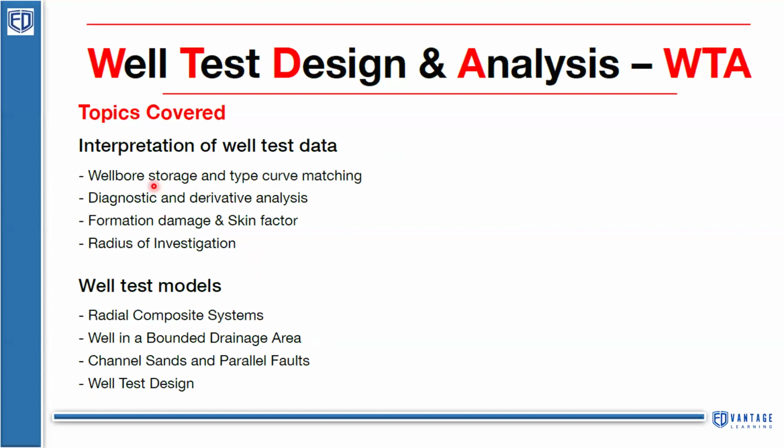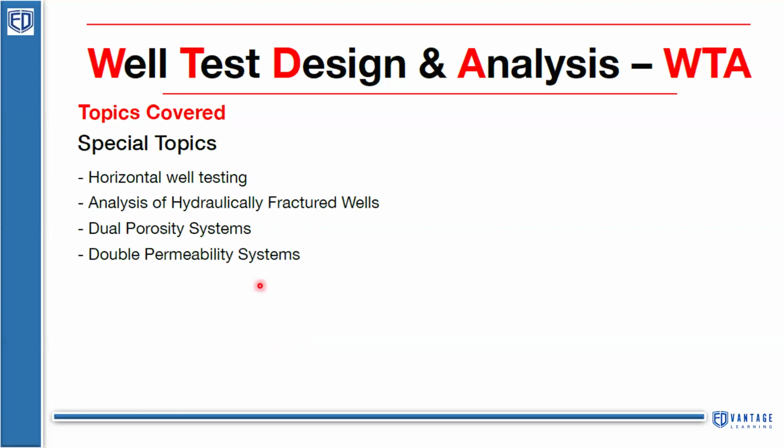In week 3, we continue the interpretation by modeling wellbore storage and type curve matching, the derivative and diagnostic analysis, the skin factor and formation damage, and also the radius of investigation. In week 4, we will look at well test models for different systems like radial composite, a well in a bounded drainage area, channel sands and parallel faults, and also we will look at the design approach. In week 5, we will cover special topics like horizontal well testing, hydraulically fractured wells, dual porosity, and double permeability systems.